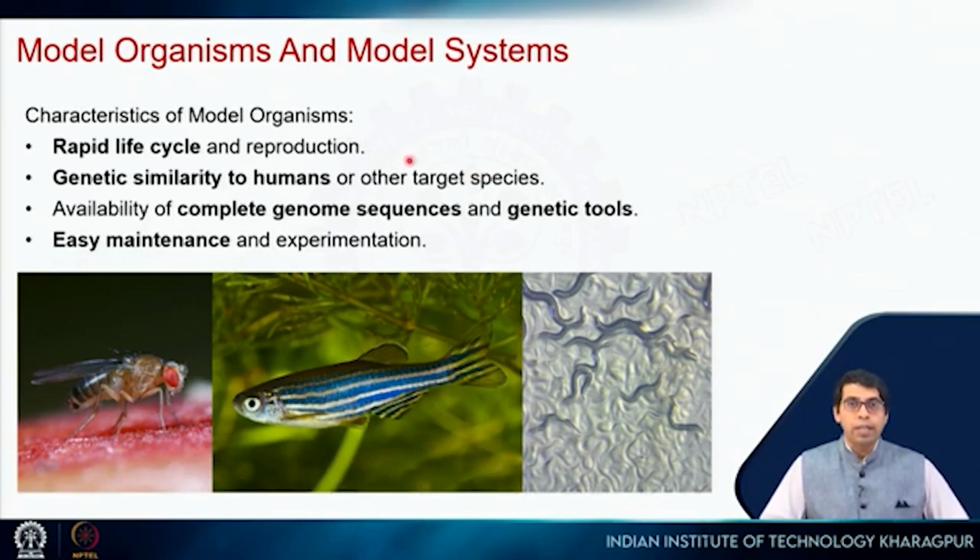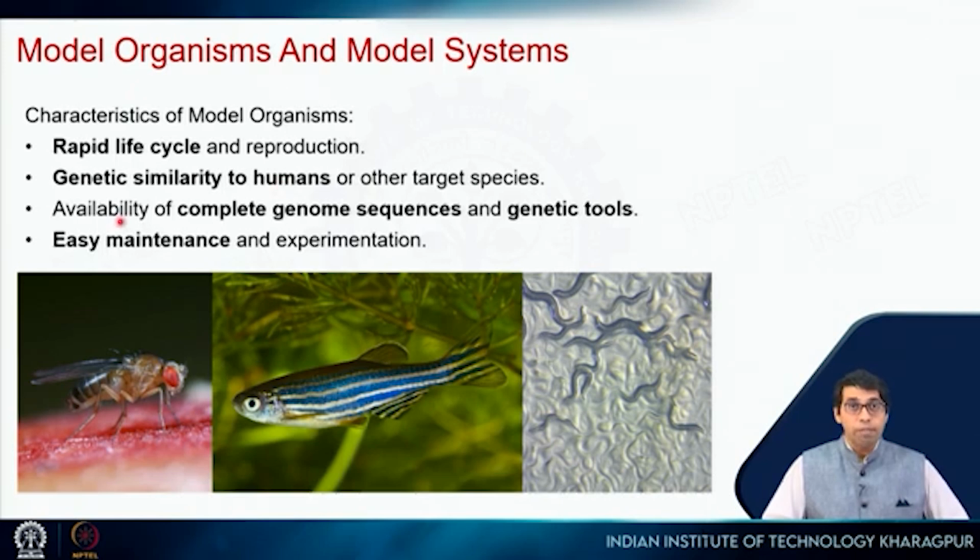Okay. So, what are the characteristics of these model systems? Why has a certain organism been chosen as a model organism? One of the important characteristics is that they should have a rapid life cycle, which means that they should reproduce fast enough so that we can do our experiments relatively quickly. Their genetics should be similar to humans. If we are using animal models, their genetics should be similar to humans, so that if we are doing some experiment in Drosophila or in mouse, we can translate that information into humans. If this particular protein works like this, most probably it will work in a similar manner for humans also.